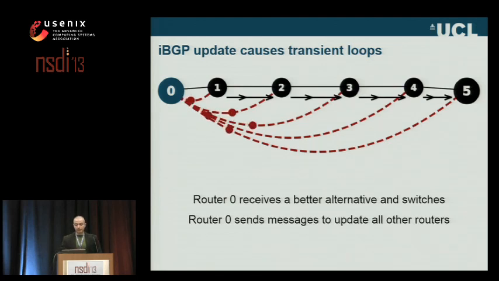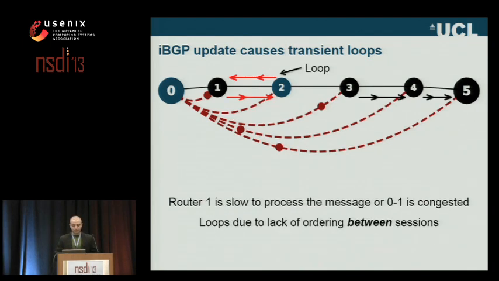As the update propagates, loops may occur. In this case, 2 receives 0's update before 1, and because 1 still goes towards 5, and 2 now goes towards 0, traffic will transiently loop between 1 and 2. This is due to the lack of ordering between sessions. However, note that the IGP hasn't changed at all. There has been no topology change which triggered the loop. It was only caused by external events.